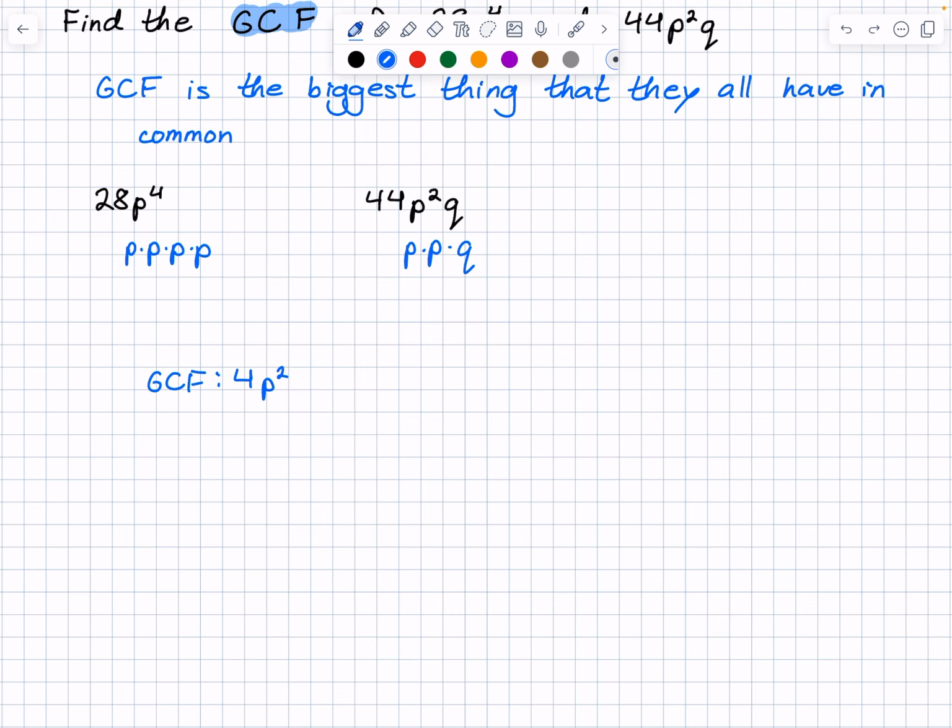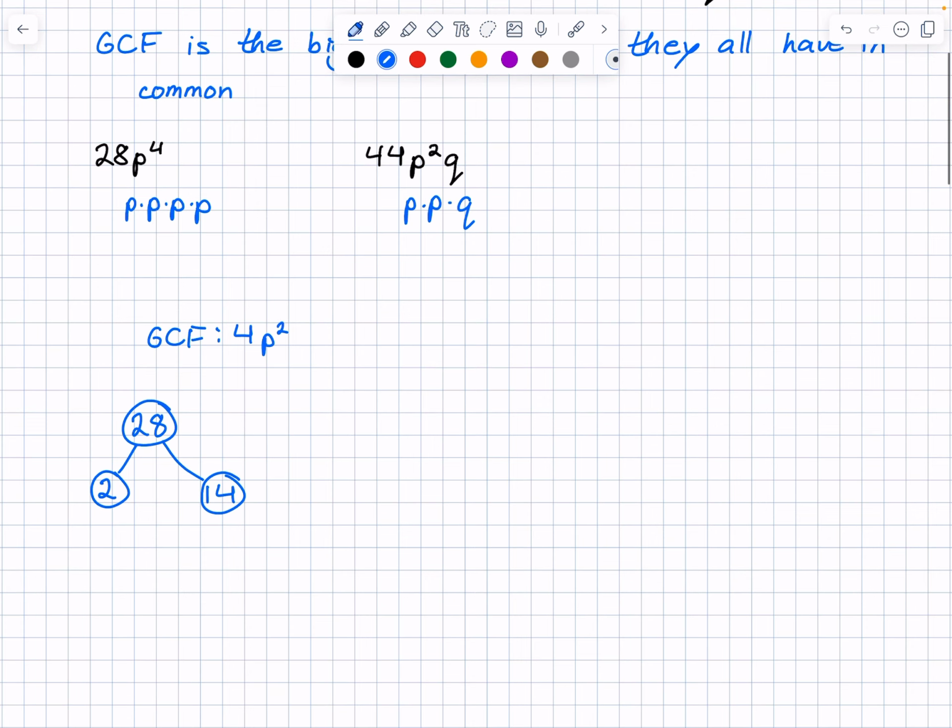To make sure you got everything, you factor both expressions. So I'm going to start by factoring 28. Well, 28 is divisible by 2, and if I divide it by 2, I get 14. Then I know 14 is also divisible by 2, and if I divide it by 2, I'm left with 7. 7 is a prime number, so I'm done. It's factored.